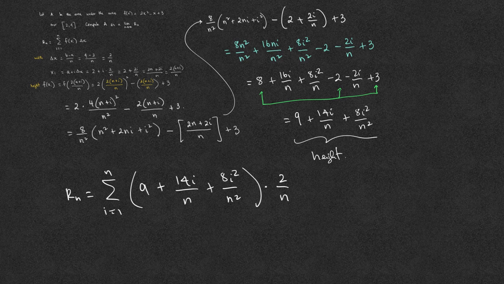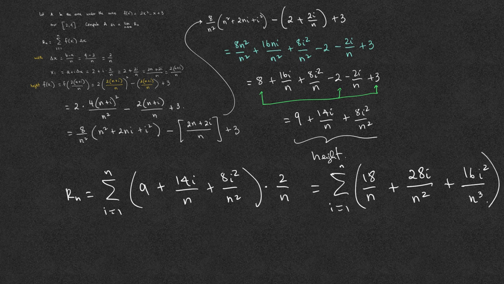We then distribute 2 over n to get the sum as i goes from 1 to n of 18 over n plus 2 times 14 is 28, 28i over n squared plus 16i squared over n cubed. To evaluate this sum, we would need to split this into 3 sums.